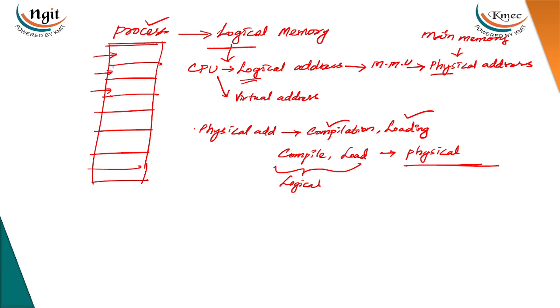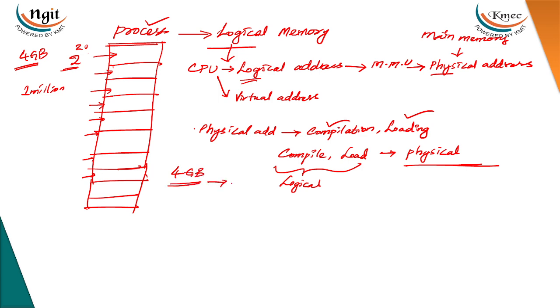But the problem here is that the process is divided into a set of pages. The memory of a process is divided into several pages, and we have seen that a 4 GB process, a large address space, will be divided into 2 to the power of 20 pages, almost 1 million pages. The problem is we are unable to load the entire 4 GB into our physical memory, that is our main memory.